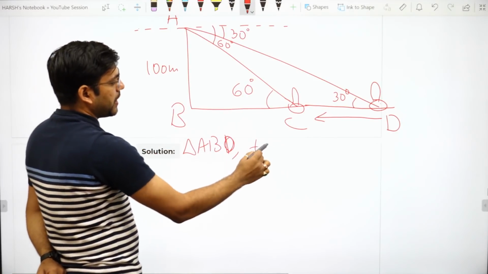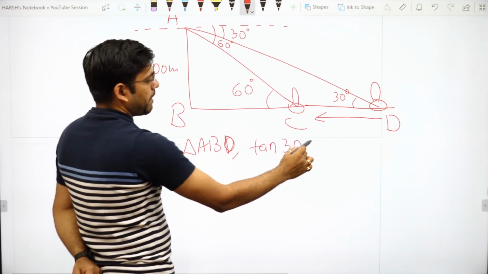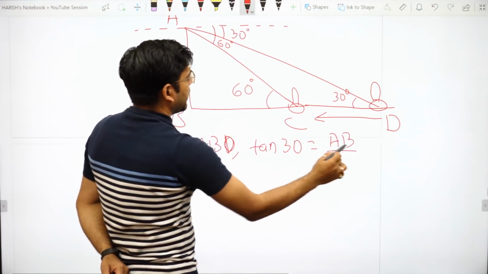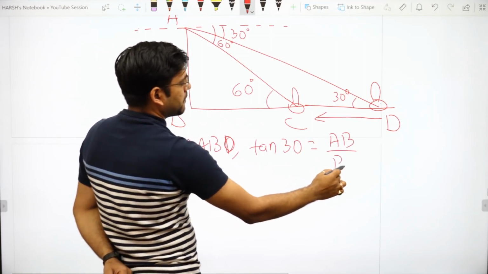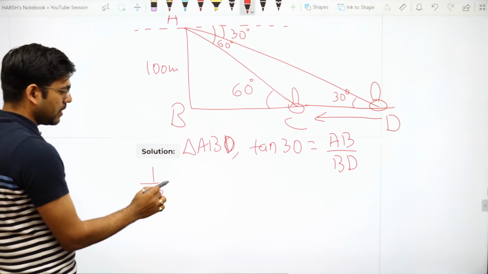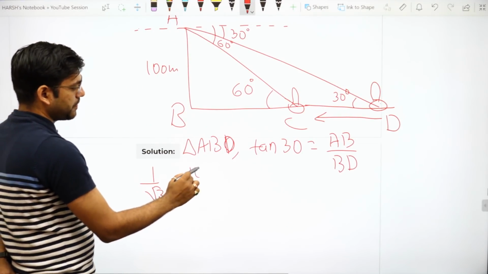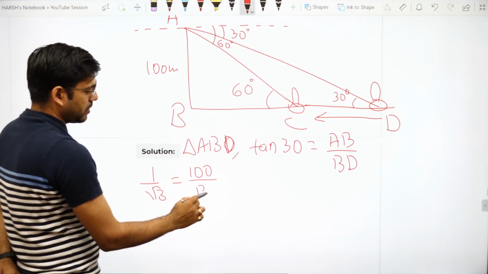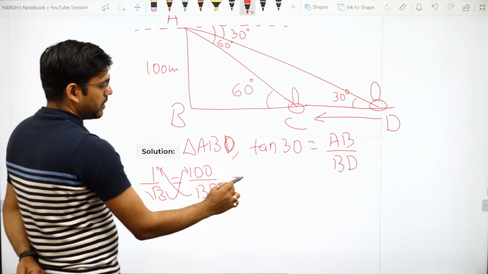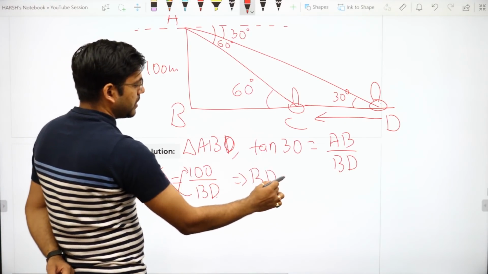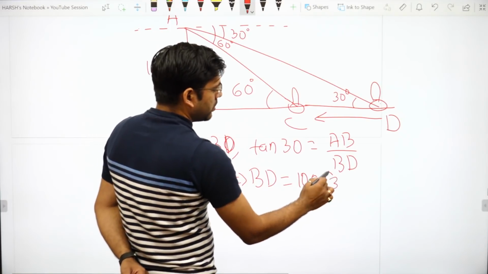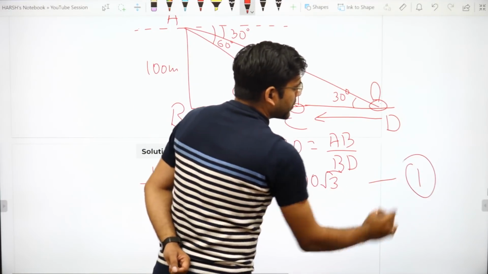So tan 30, perpendicular is AB divided by base is BD. Writing all the values, it will be 1 by root 3 is equal to AB, which is 100, divided by BD. Doing the cross multiplication here, we will get the value of BD is equal to 100 into root 3, that is 100 root 3. Let this be the first equation.